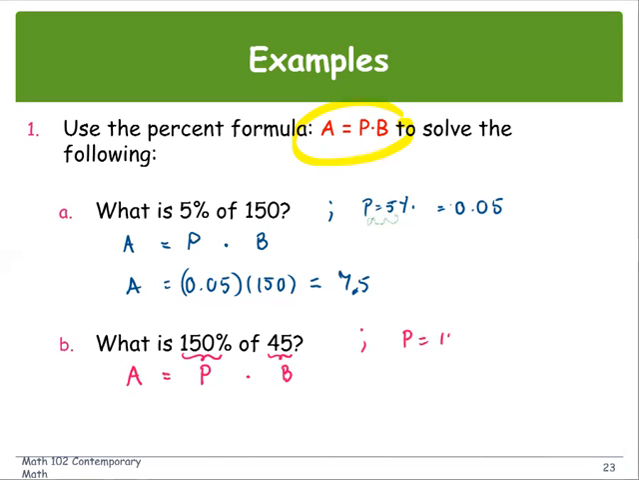Since P is 150%, locate the decimal point at the end of the last digit and move the point to the left 2 positions. Therefore, P is 1.50 as a decimal number for 150%. Bring it into the equation A equals P times B. Therefore, A is 1.50 multiplied by the quantity 45, and the product is 67.5. That means 67.5 is 150% of the value 45.